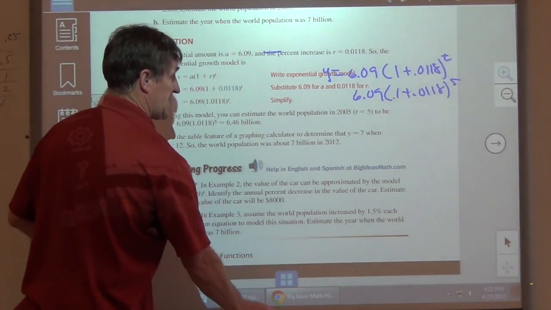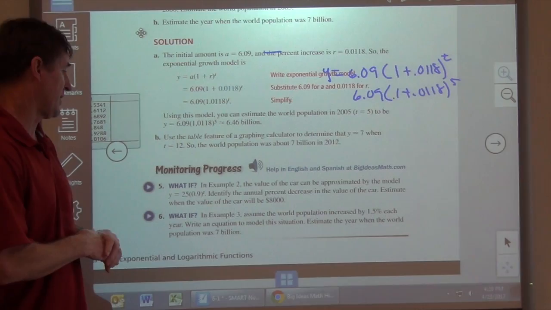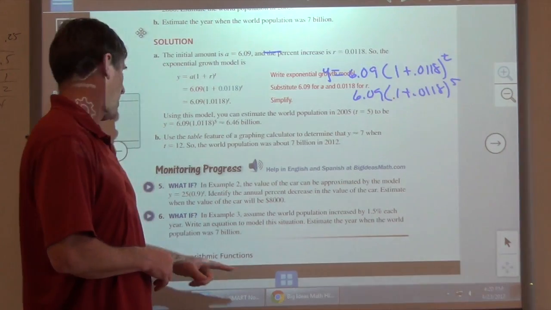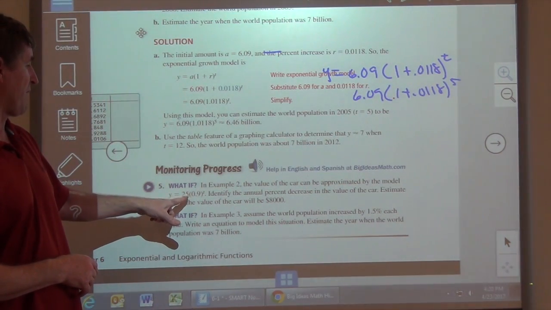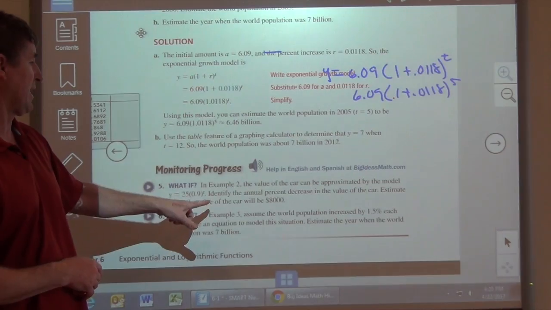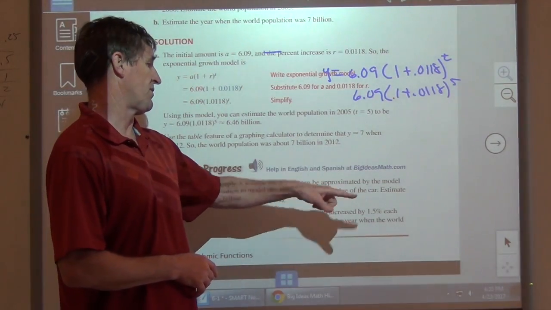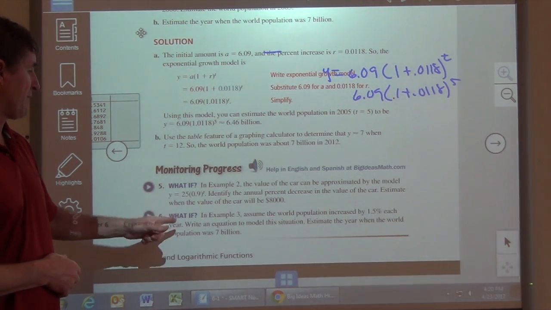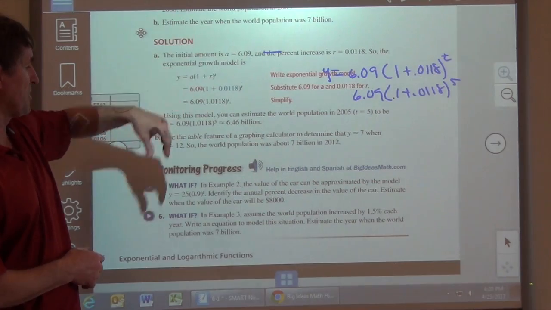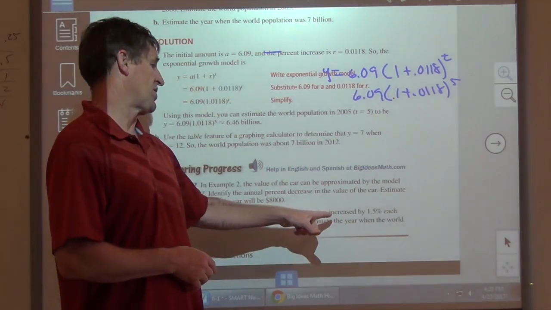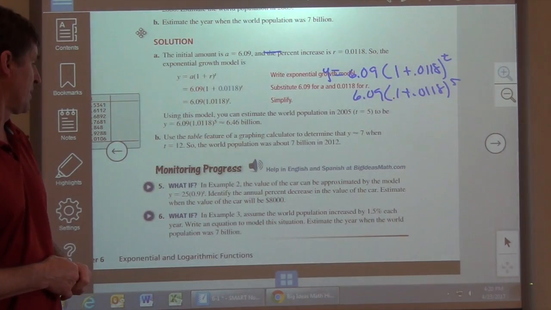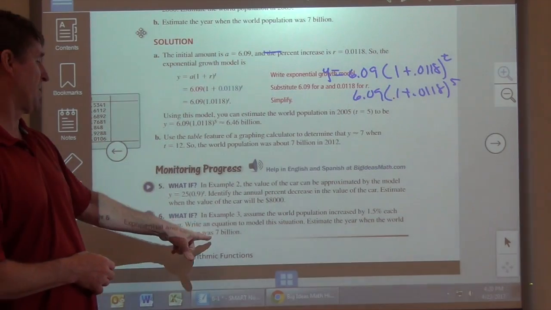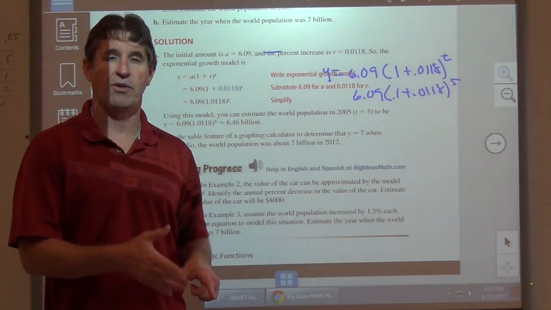Now I'd like you to try these next two, and then you can come back and see how you did. So it says in example 2, the value of the car can be approximated by the model y equals 25 times 0.9^t. Identify the annual percentage of decrease in value of the car and estimate when the value of the car will be $8,000. And then for 6, if example 3, what we just did, assume the world population increased by 1.5% each year, write an equation to model the situation and estimate the year when the population was 7 billion. So go ahead and pause the video here and try those two.